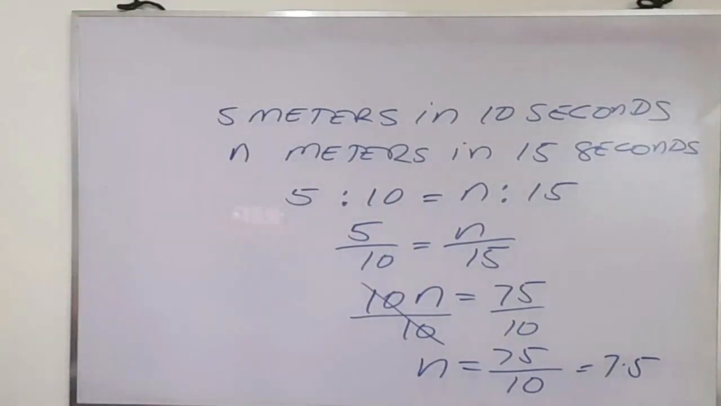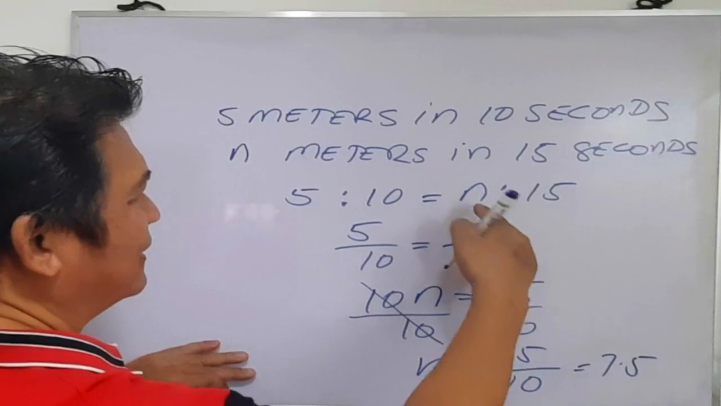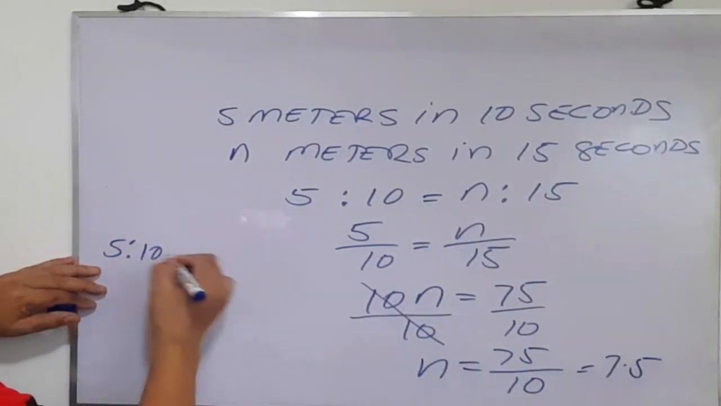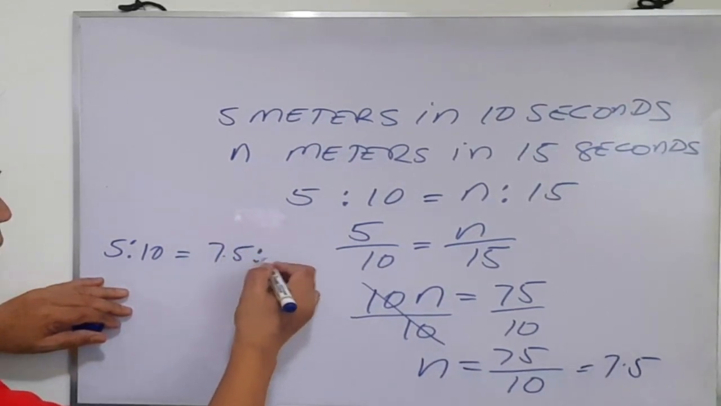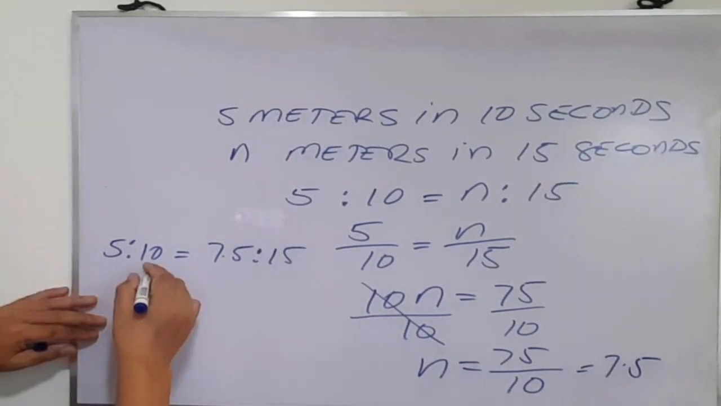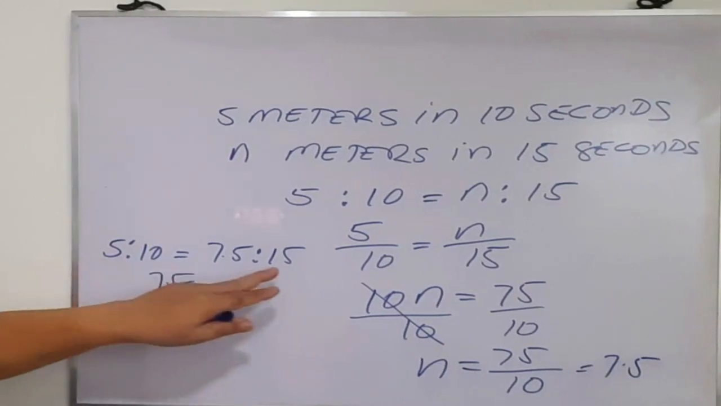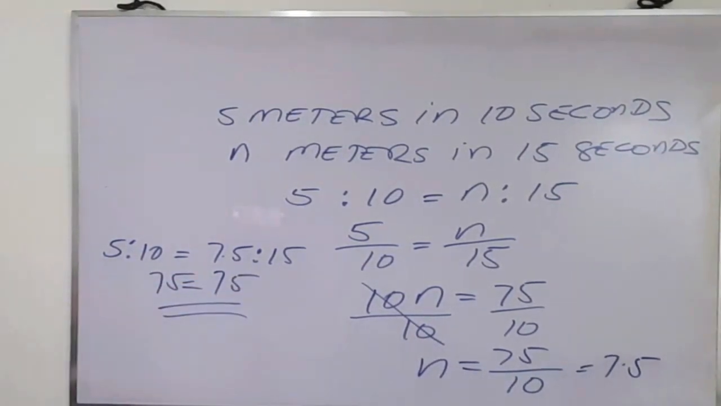Now, if we are going to check, we substitute the value of n here. That will be 5 is to 10 is equal to 7.5 is to 15. And multiply this. 10 times 7.5 is 75. And 15 times 5 is 75. And they are equal.